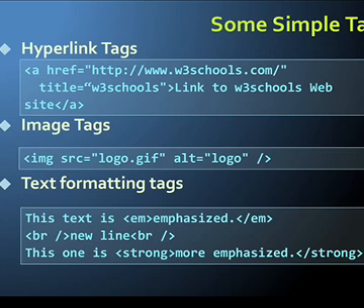And the image tag also brings images from other locations, where you have to specify the path. And text formatting is also there: new line, emphasized, strong, delete, like that. Generally we can observe text formatting in MS Word. These are some simple tags.